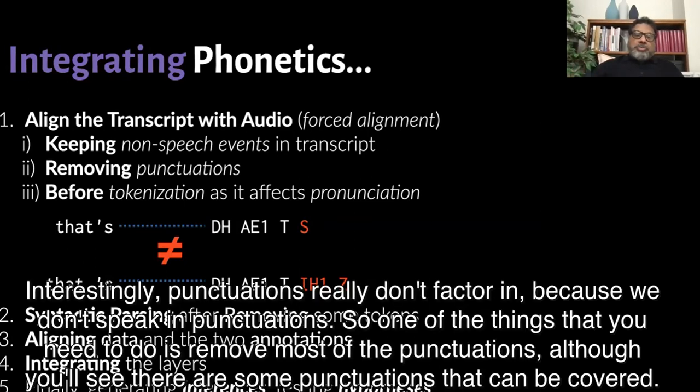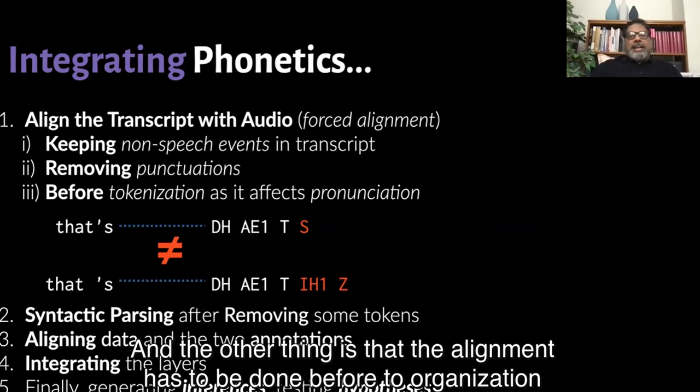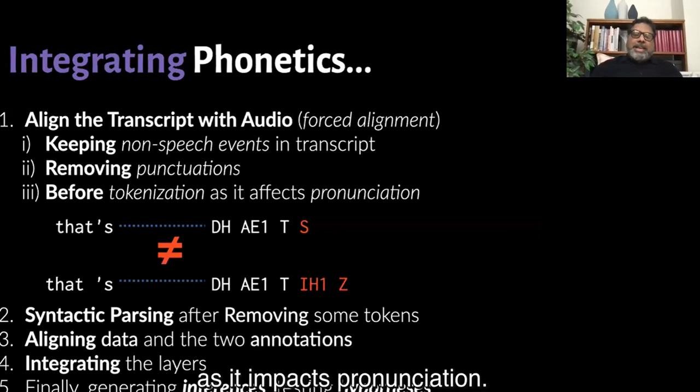Interestingly, punctuations really don't factor in because we don't speak in punctuations. So one of the things that you need to do is remove most of the punctuations, although you'll see there are some punctuations that can be kept. And the other thing is that the alignment has to be done before tokenization as it impacts pronunciation.